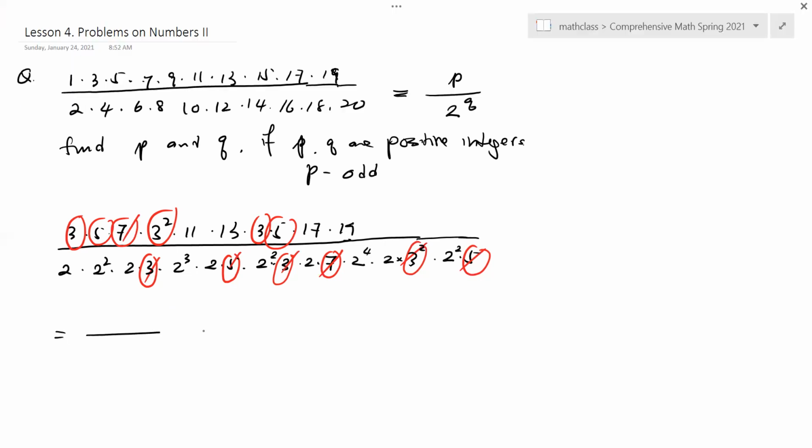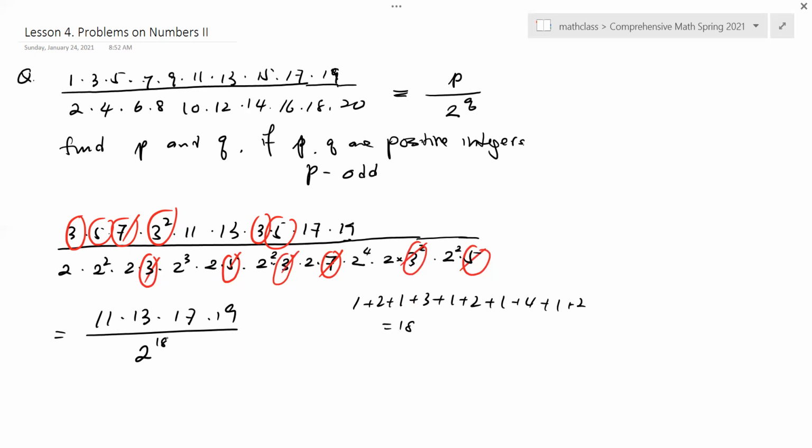You will get, the numerator is 11 times 13 times 17 times 19. The denominator is 2 to the power of 1 plus 2 plus 1 plus 3 plus 1 plus 2 plus 1 plus 4 plus 1 plus 2. Okay, total is 18. So you get this.